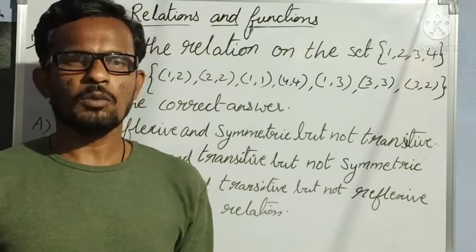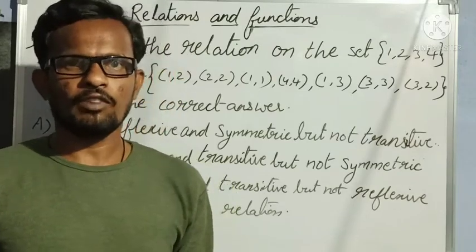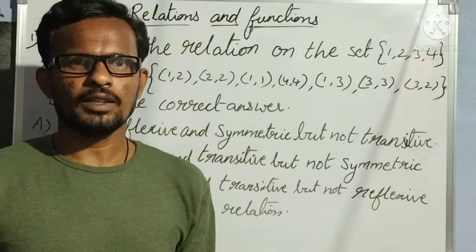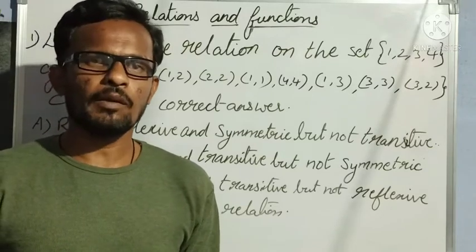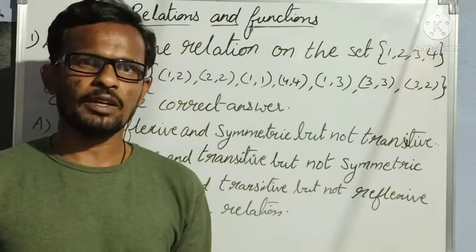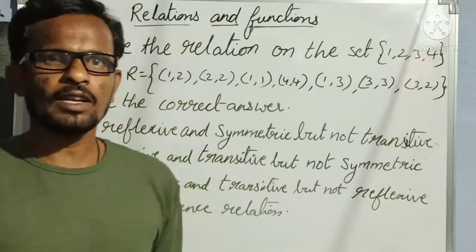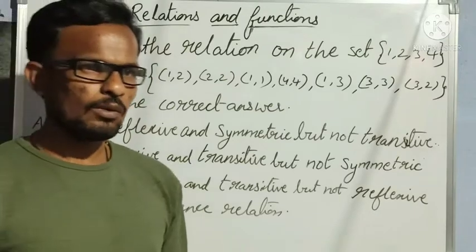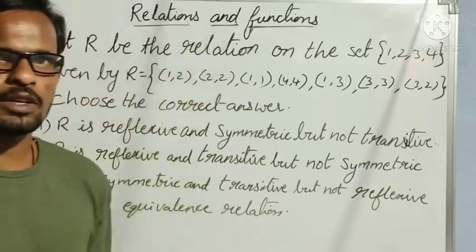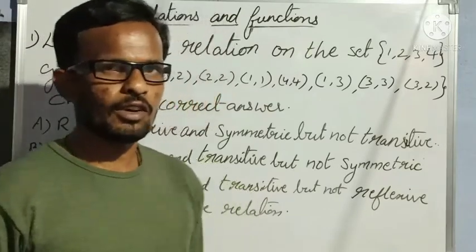So what are the types of relations we have discussed? First one is reflexive relation, then symmetric, transitive and equivalence relation. If a relation satisfies all of symmetric, reflexive and transitive, then such a relation is called an equivalence relation. Now let us see some practice problems related to types of relations. Let us start with our first problem.